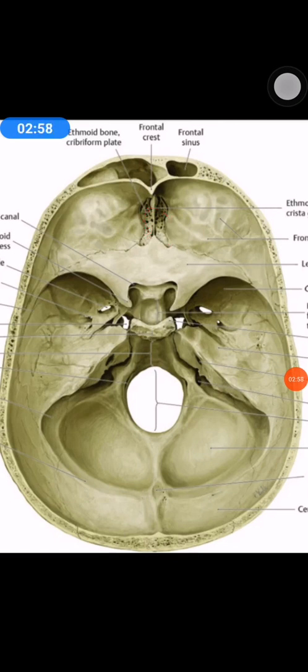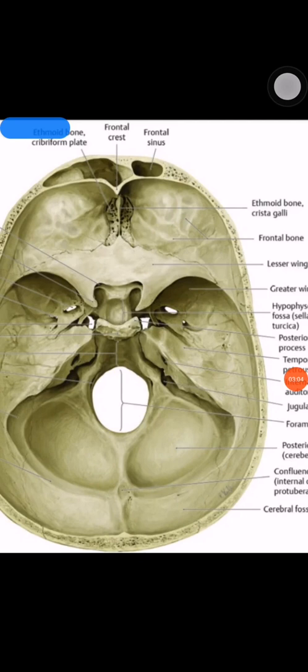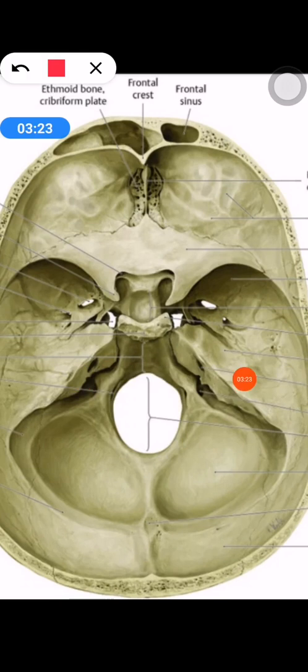A triangular process known as crista galli. Now, what is crista galli? A triangular process projects upward from the cribriform plate of ethmoid bone, and crista galli is a part of cribriform plate of ethmoid bone and it gives attachment to the falx cerebri. This is the triangular process known as crista galli and it gives attachment to the falx cerebri.